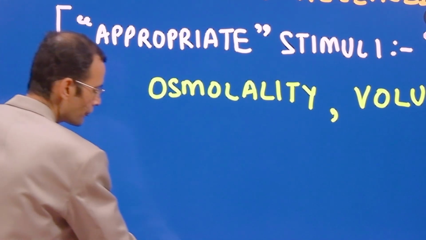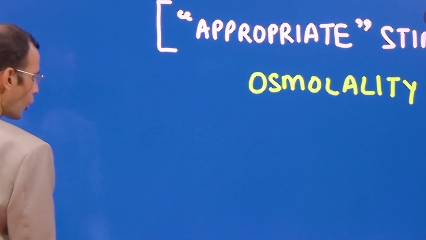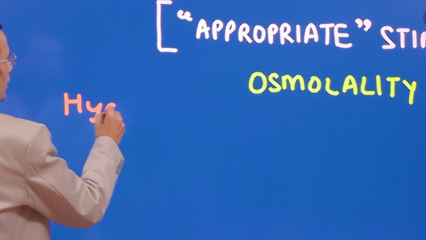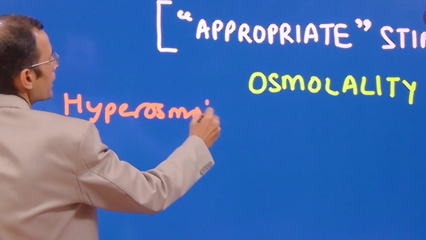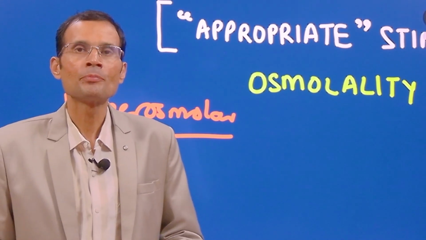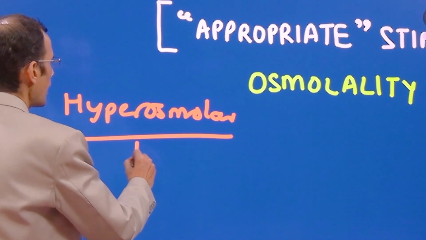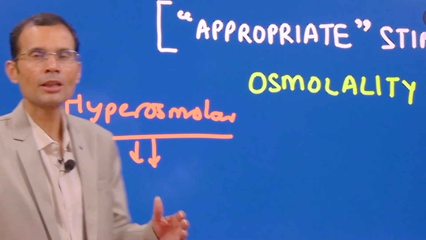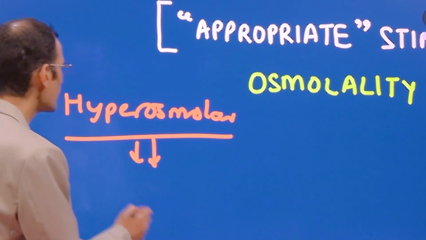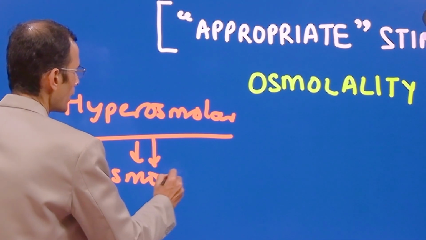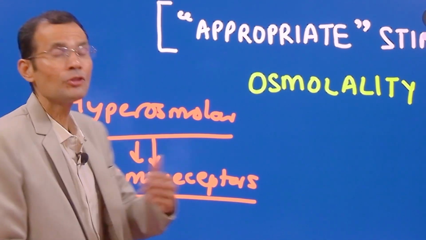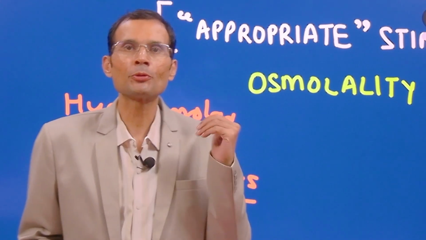That is, if there is hypertonic plasma or hyper-osmolar plasma, then there are osmoreceptors in the hypothalamus. They sense this hyper-osmolar or hypertonic plasma. Its tonicity is sensed by the osmoreceptors in the hypothalamus, and they would then cause release of ADH from the posterior pituitary gland.